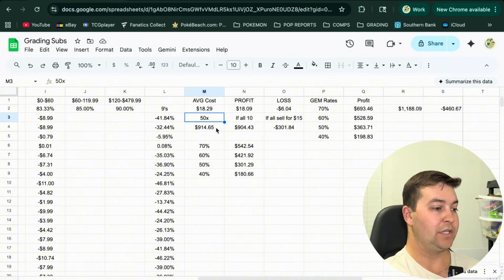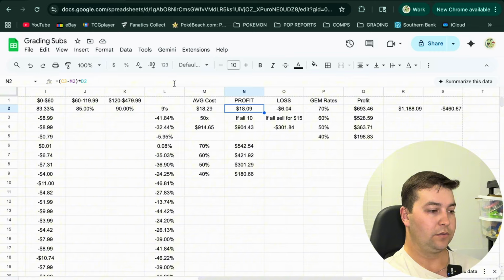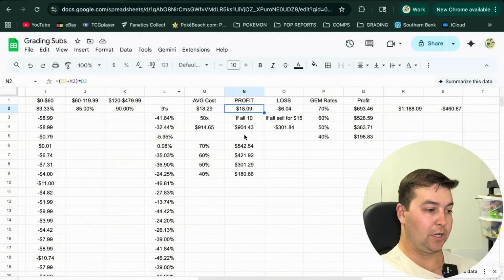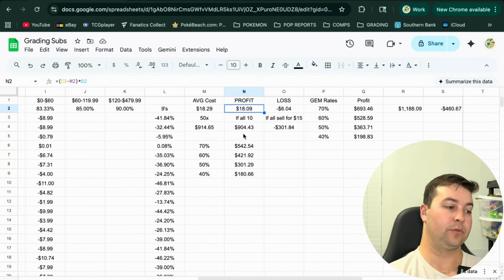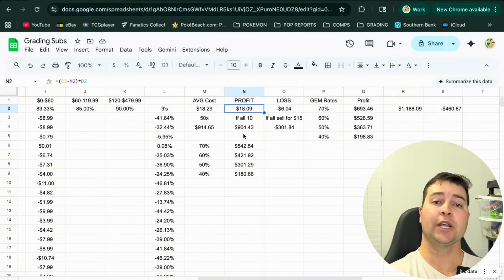So this is the total cost of the 50 cards that I purchased. So I just took the average and multiplied that by 50. And if all of them turned out to be 10s, I could make $18.09 of profit per card, which comes out to $904.43. So with these current numbers, if I sold every card for $40, I'd be very happy.